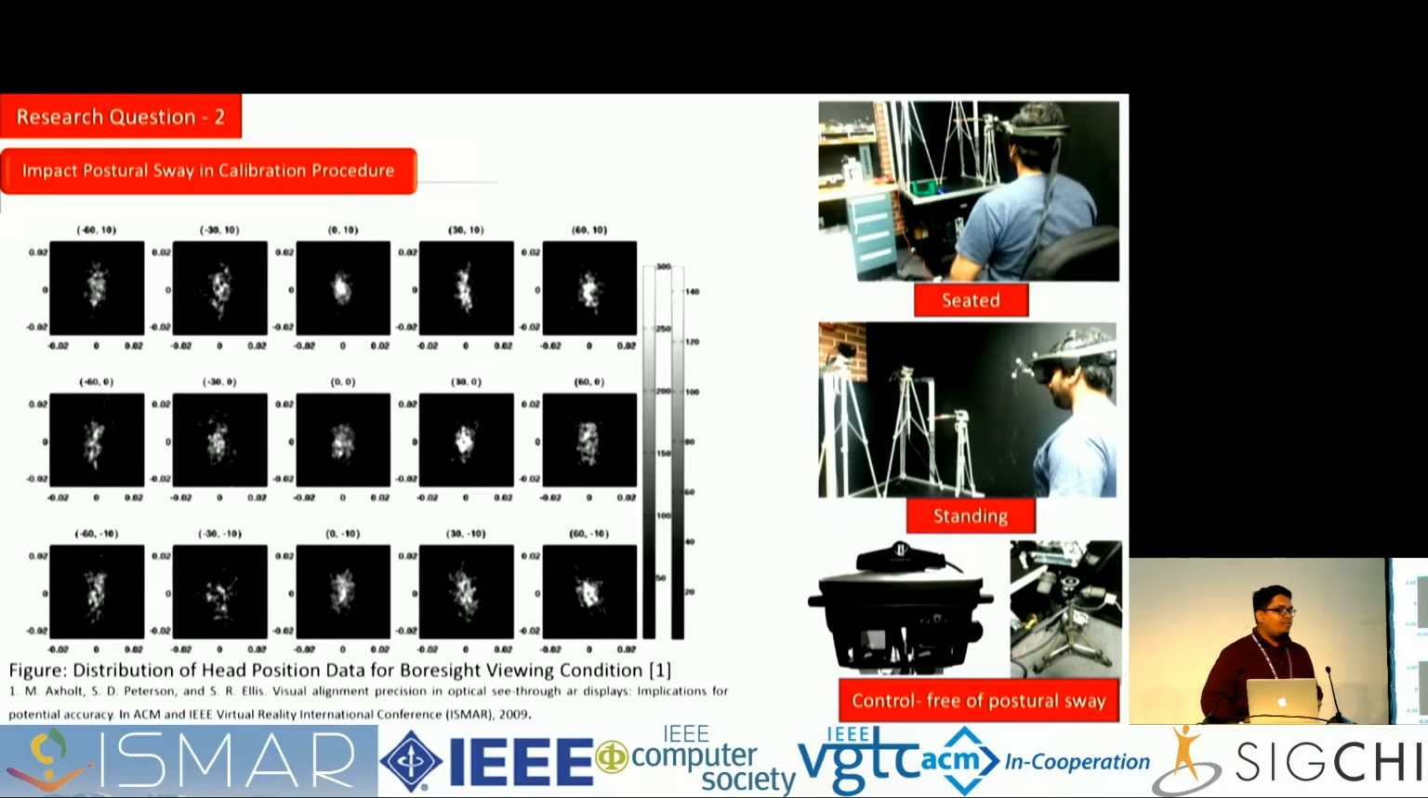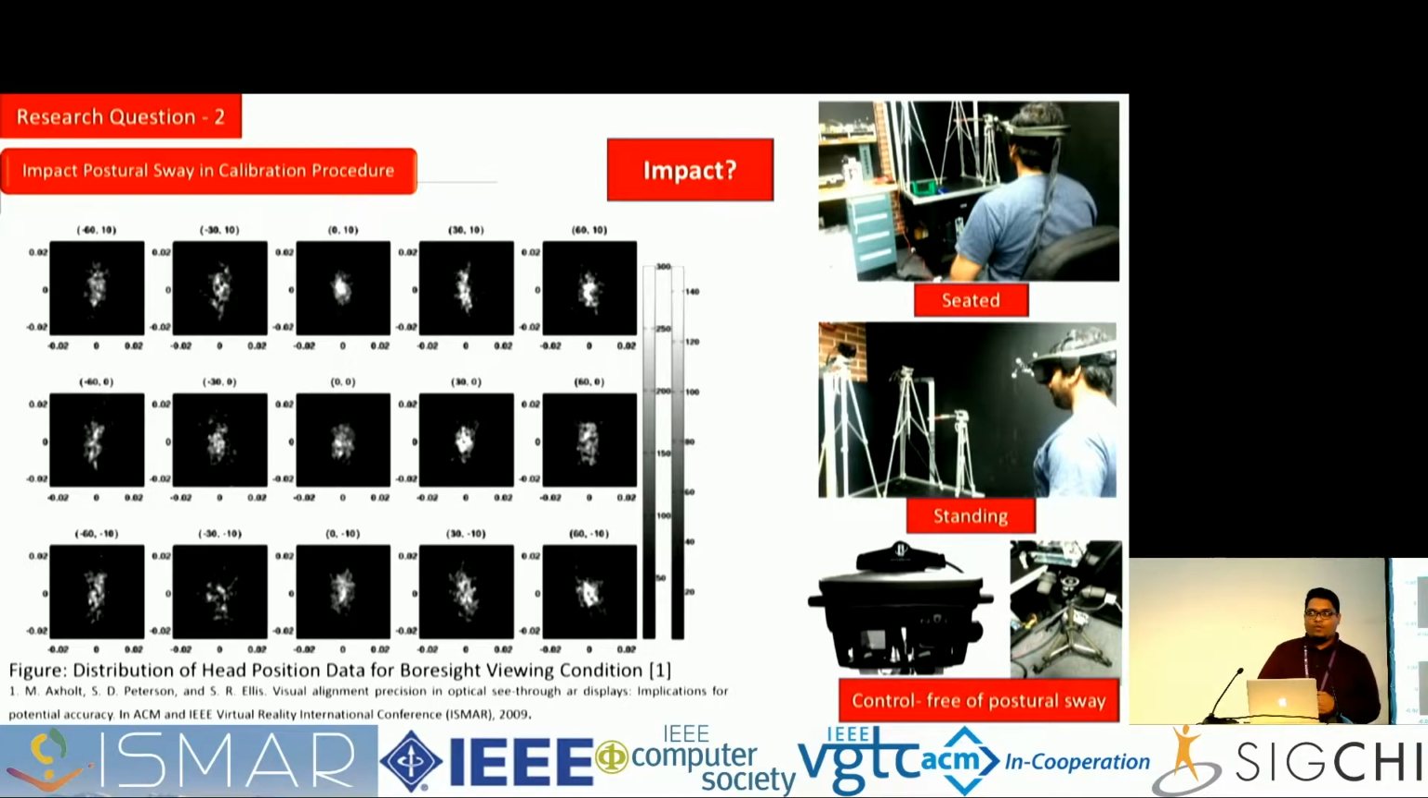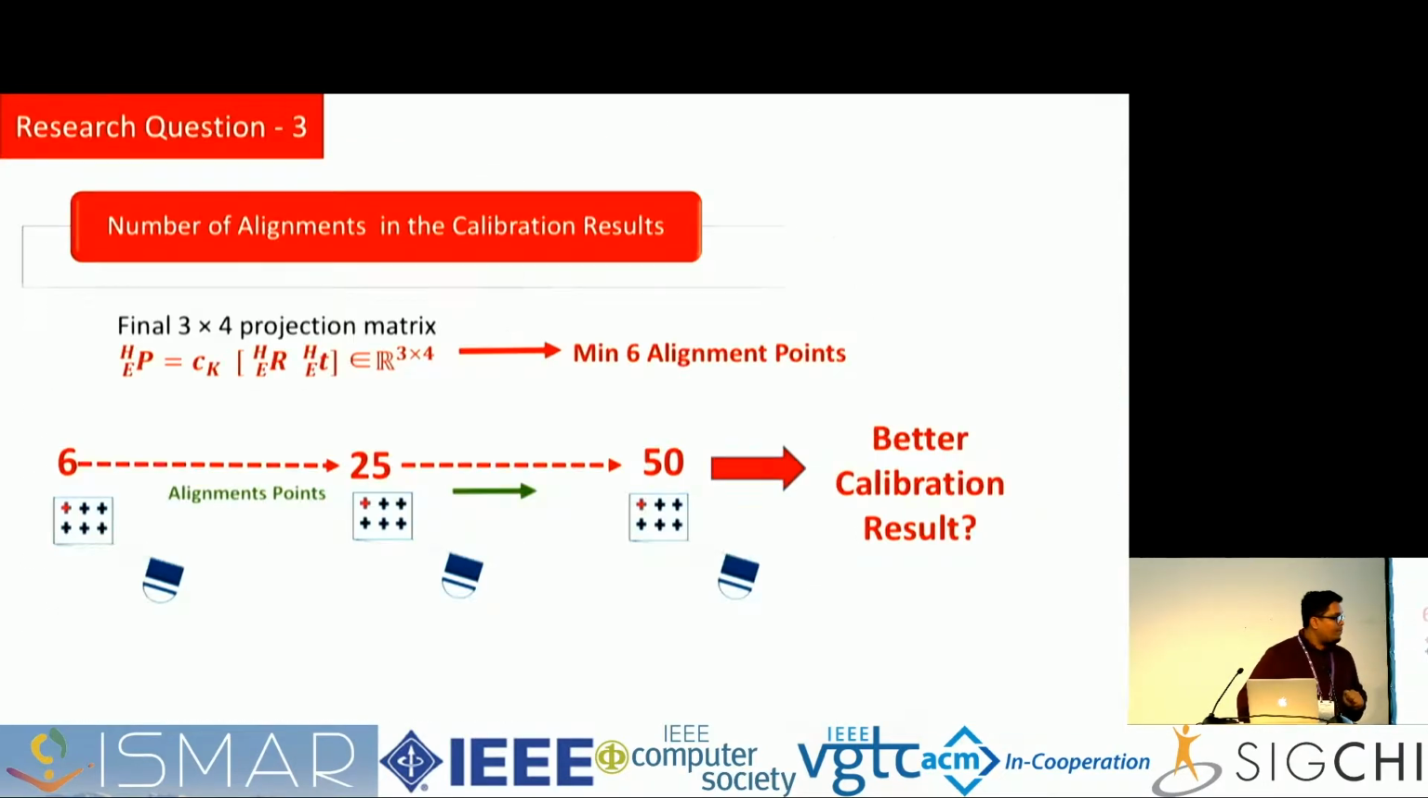So we are interested to find the impact of postural sway in the calibration procedure. We have used 3 postures: seated, standing, and control. The control means the calibration will be done by the camera, not by a human, and there will be no postural sway. We have considered this as an accuracy baseline and as a control condition.